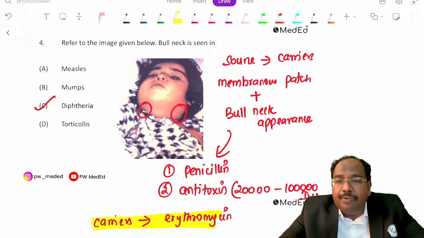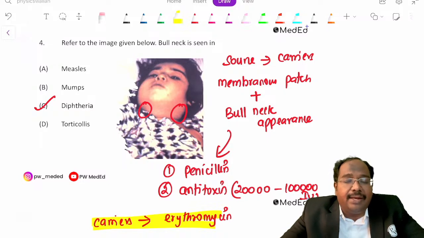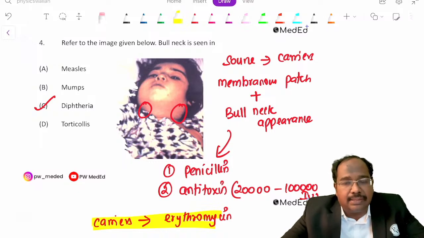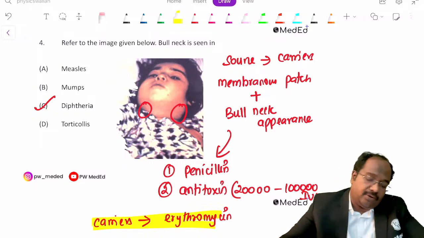Even immunization does not prevent carrier status, because what we are giving is only toxoid. Diphtheria is toxoid. DPT is coming, right? Diphtheria and tetanus are toxoid, and pertussis is actually a killed vaccine. Diphtheria is a toxoid actually.